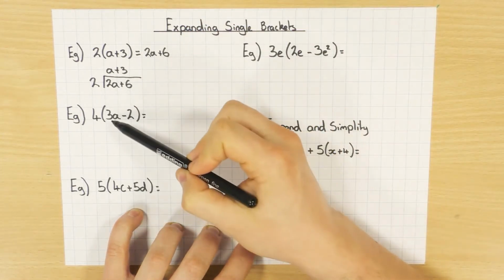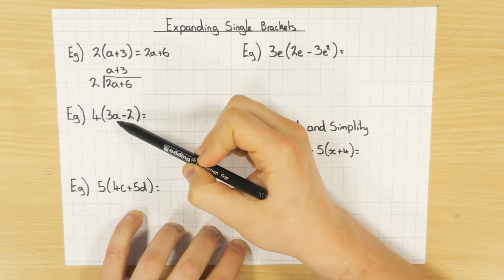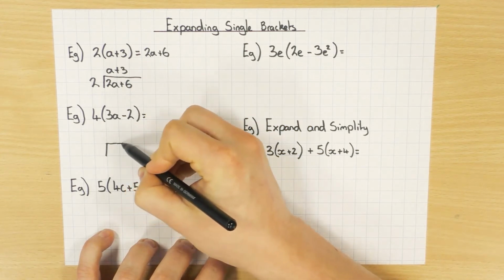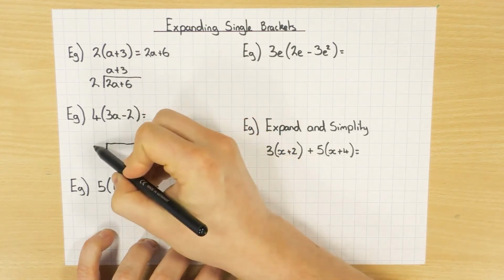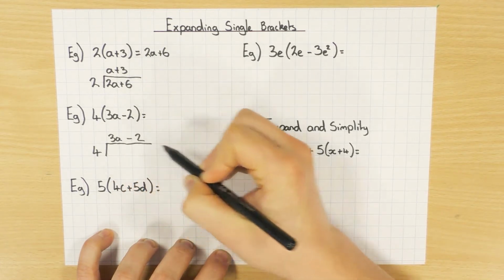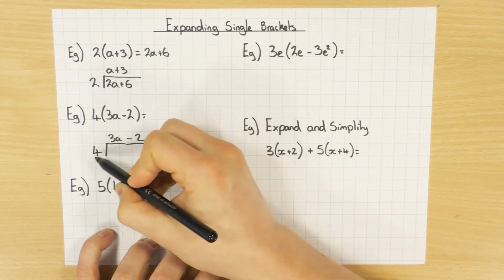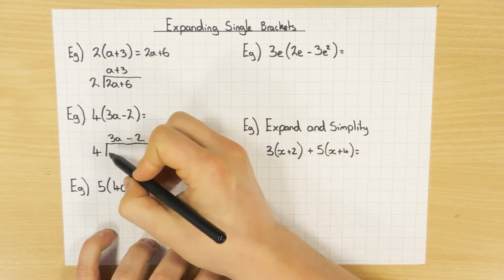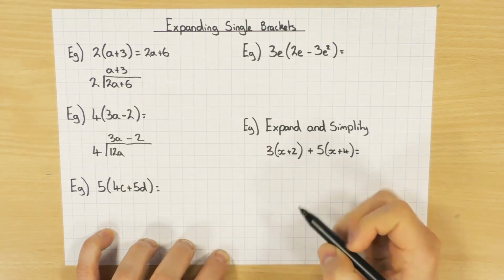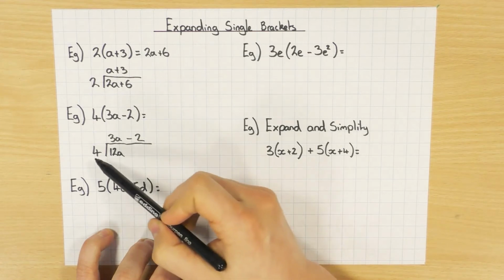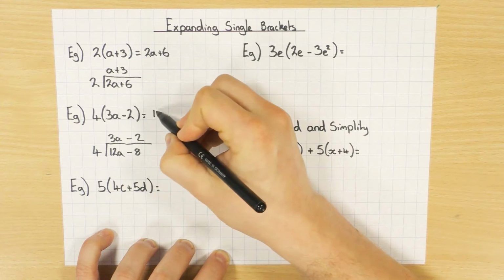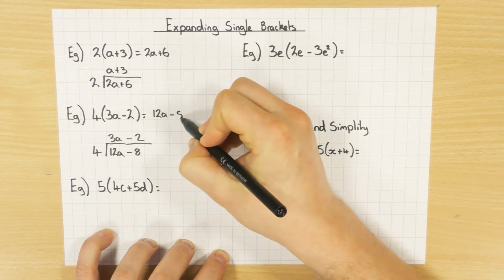Stepping up a little bit, we've now got a coefficient, so a number in front of my variable, in front of my letter, but don't let it put you off. Draw yourself your table, or your grid, whatever you want to call it. 4 is on the outside, 3a minus 2 is in the bracket, so that goes at the top. 4 times 3 is 12, so 4 times 3a is 12a. 4 times 2 is 8, so 4 times minus 2 must be minus 8. And again, that's just your answer, 12a minus 8.